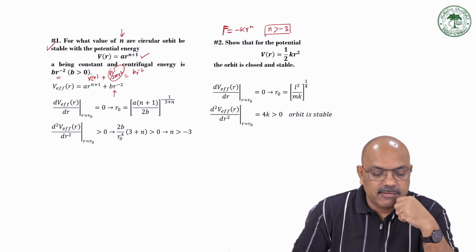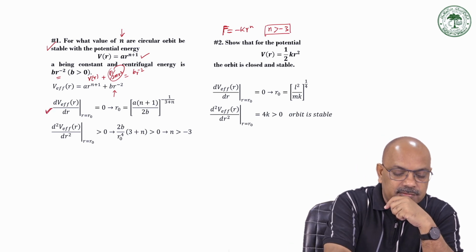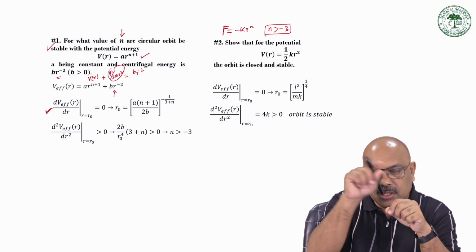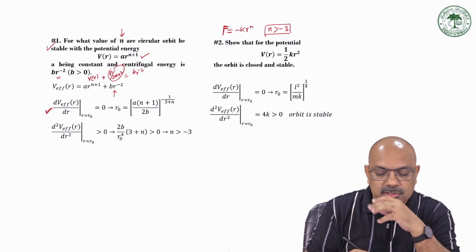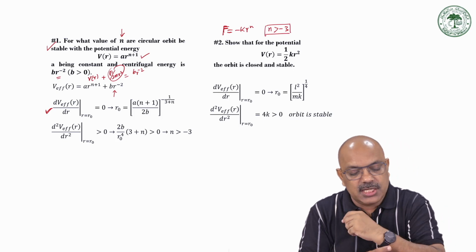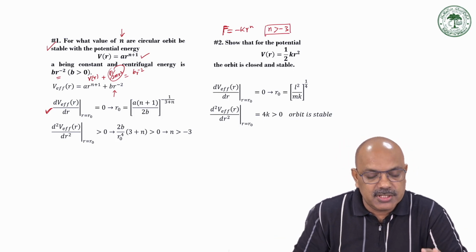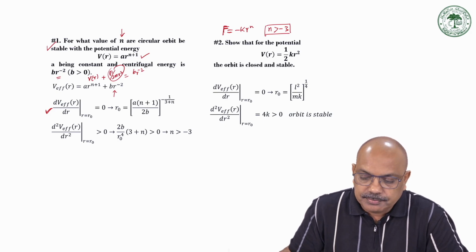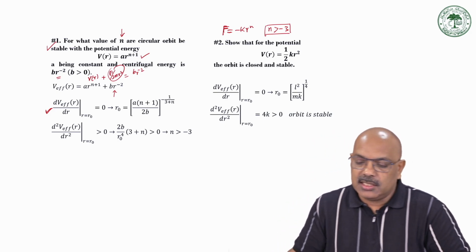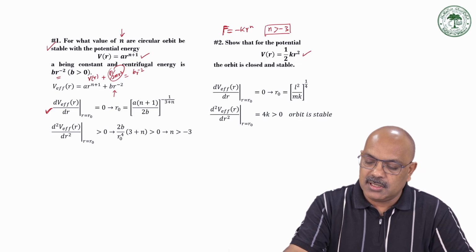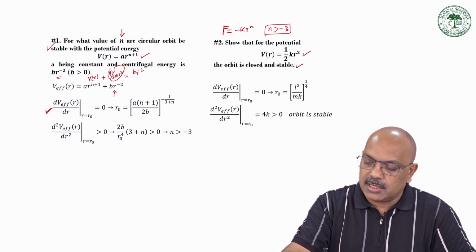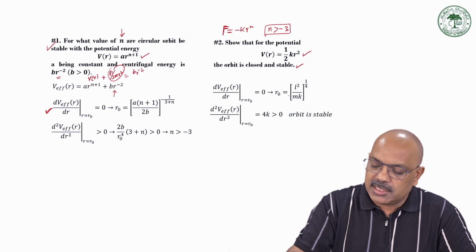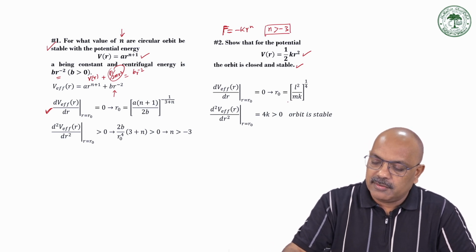So you know that you have to first differentiate with respect to r at r equal to r naught, where the circle is going to be, and then you double differentiate it, and put in the condition that it is going to be greater than 0. Similarly, this shows that for the given potential, the orbit is closed and stable. For example, let's try to do this.